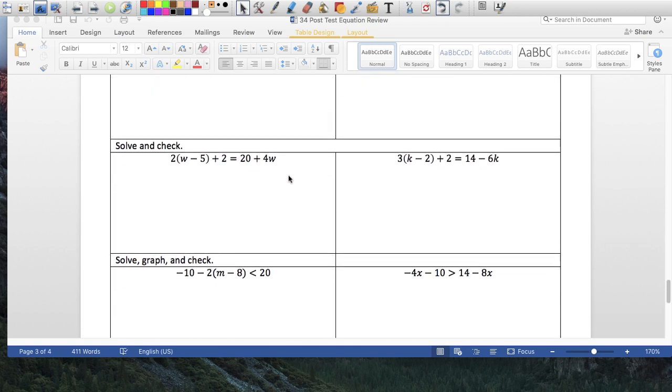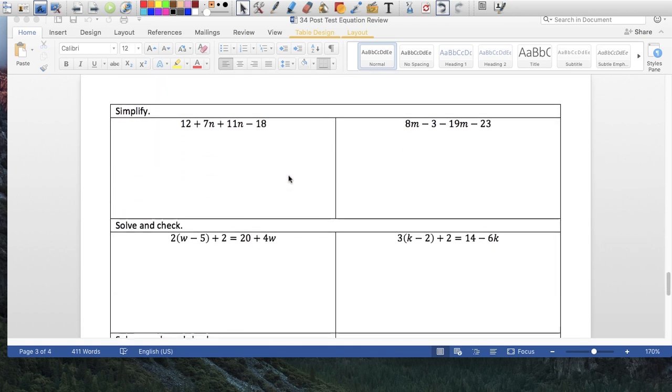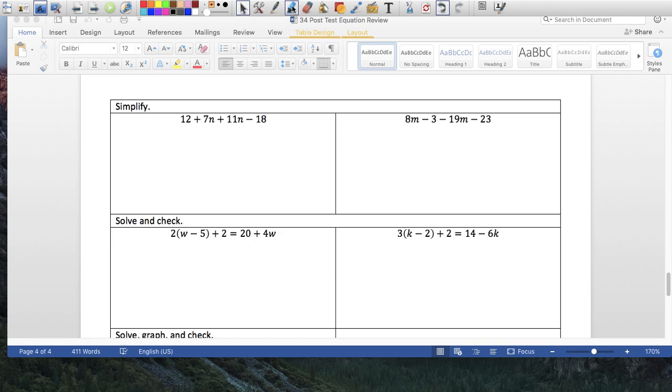Simplify. Just combine like terms again, I guess without parentheses. So I would move things around. So 7 and 11 are next to each other. Let me move that 12 here, and then that minus 18, so I move this all the way here to the back. Now I can add these two.